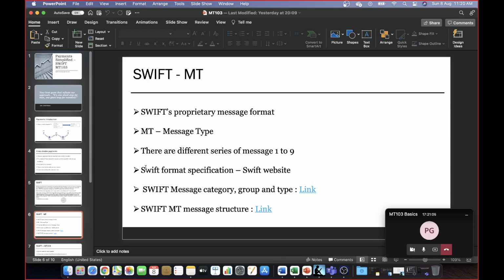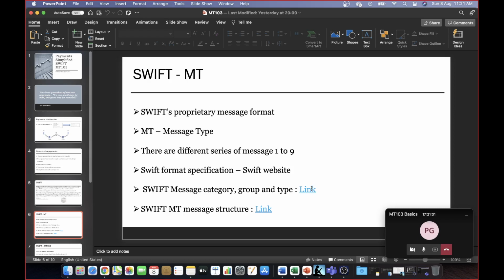As I said, the best place to refer to the latest Swift format specification is the Swift website. You can get the current standards as well as the standards that are going to be used in the upcoming year. Both you can get here. The Swift MT message has three different characters.